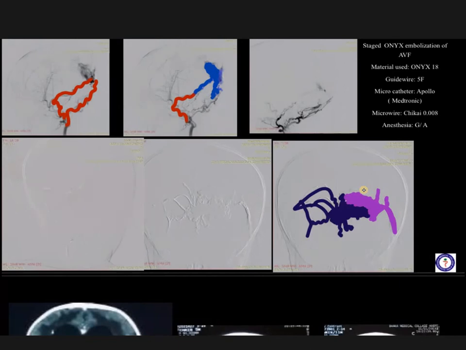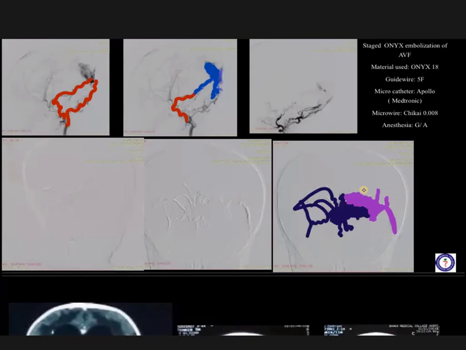Then we take in the occipital artery and slowly inject the Onyx and fill almost all of the fistula point. But the irony is that at the end of the embolization, our stock was finished. There was no Onyx, so a tiny part of the fistula we can see on the right side on the top. The tiny part of the fistula is still left there.